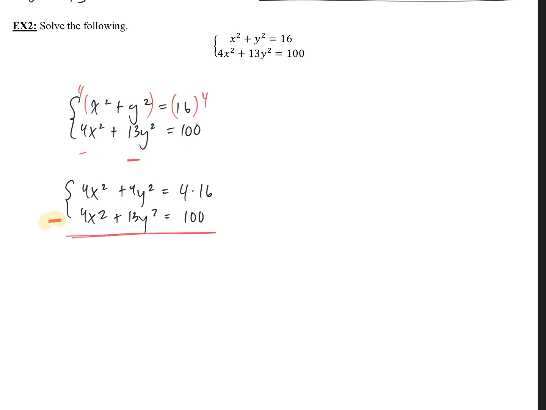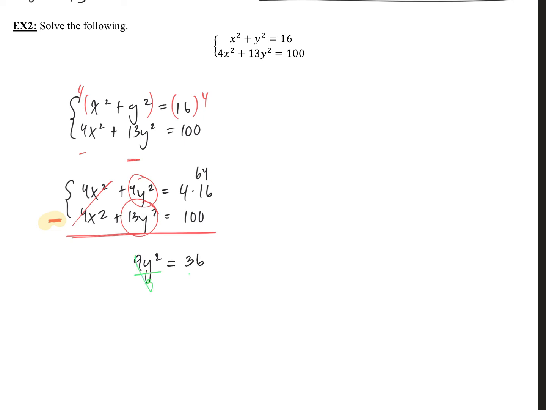I chose a minus sign. So when I subtract, those guys are gone. Then we have 4y squared minus 13y squared. So that's going to end up being 9y squared equals, and then let's see, 4 times 16, let's multiply that out. It's going to be 64, and then we have 64 minus 100. So that'll be 36.